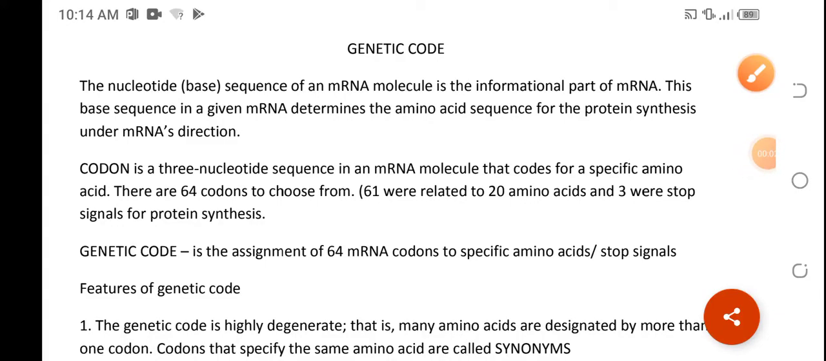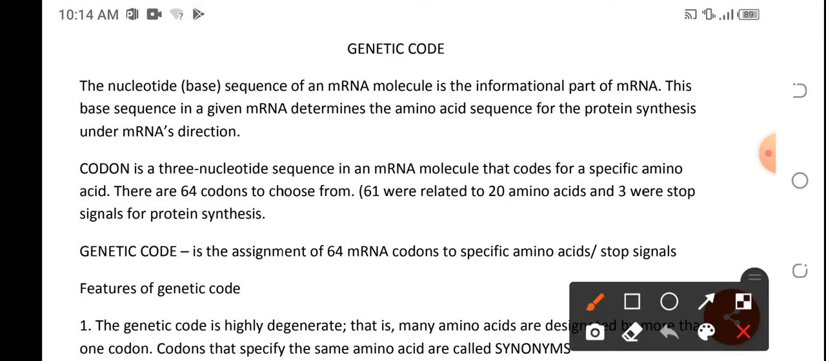Okay, before we proceed to the next process for protein synthesis, let us first familiarize ourselves with the genetic code. The nucleotide sequence of an RNA has the informational part. So alam natin na ang laman na lang ng mRNA ay genetic information kasi natanggal na yung introns during the splicing. These base sequences in the mRNA determine the sequence of amino acids.